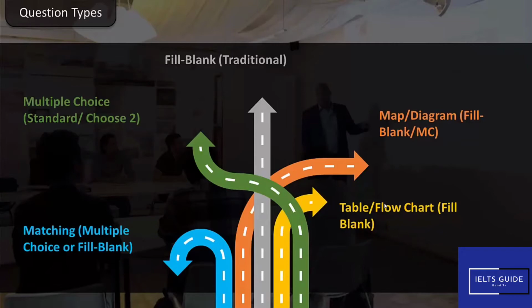You have the standard multiple choice, where you have to pick one answer, A, B, C, or D, or the multiple choice choose two, where you have to choose 2 correct answers from choices of 1, 2, 3, 4, 5, or A, B, C, D, E. And then you have a matching question, where you might have some selections in a box, and the questions have something that the person said or something connected to the person, and you have to match. Again, that is a form of multiple choice.